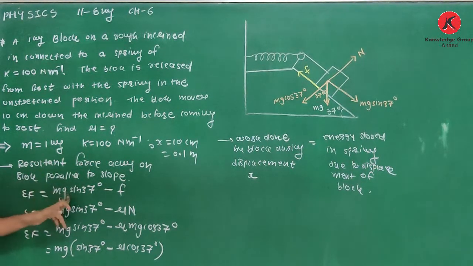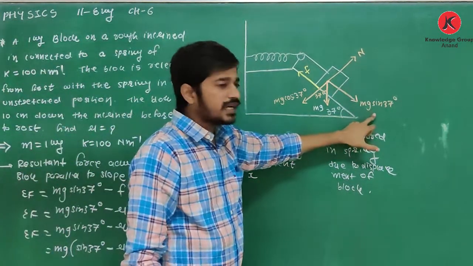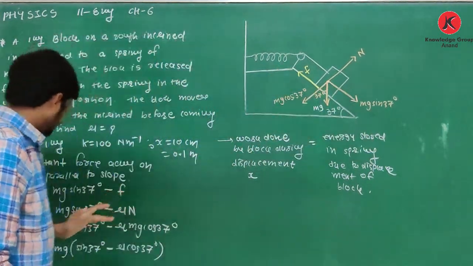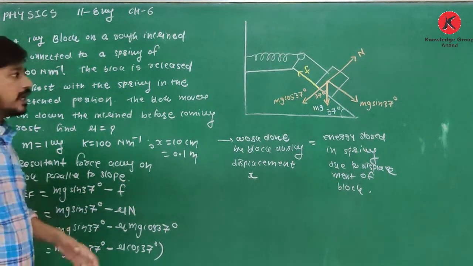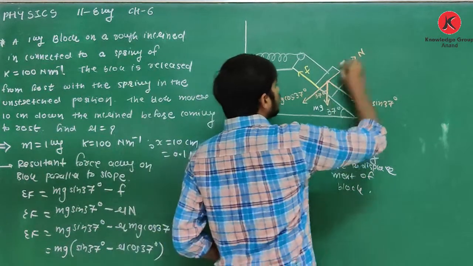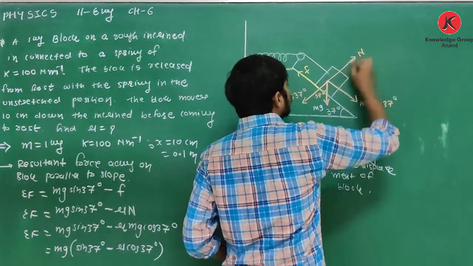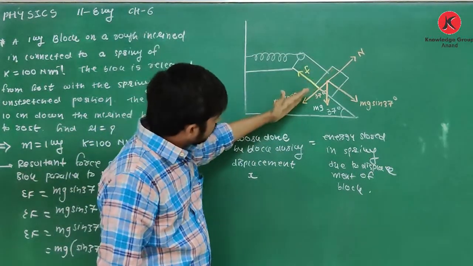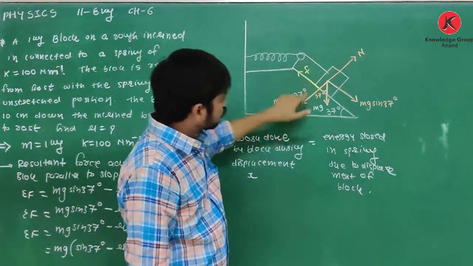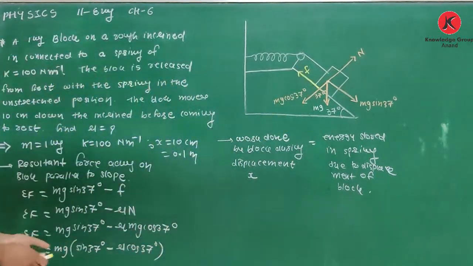Sigma F is equal to mg sin 37 minus F, with mg sin 37 in the downward direction and F in the upward direction. F is equal to mu into N. The block is not moving in the direction perpendicular to the plane, so N is equal to mg cos 37. So what is the resultant force acting on the block? It is sigma F.